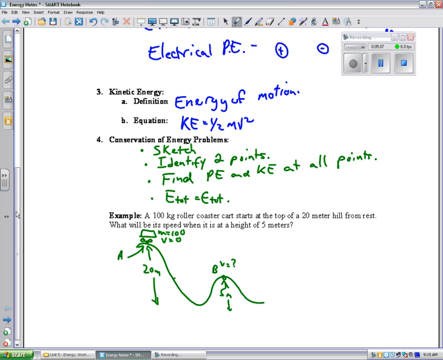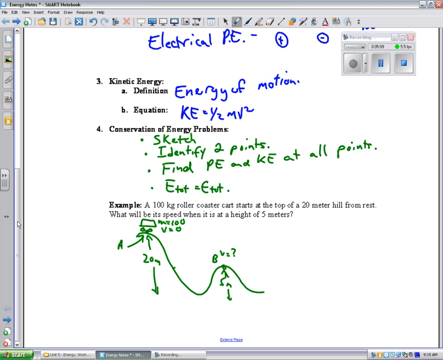So I've drawn my diagram and I've identified my 2 points. Now I have to find the kinetic and potential energy at each of those points. So at A, we're going to say the PE equals mgh, equals 100, g is 10, and the height is 20. So that's going to give me a potential energy of 20,000. And the units for energy is joules.